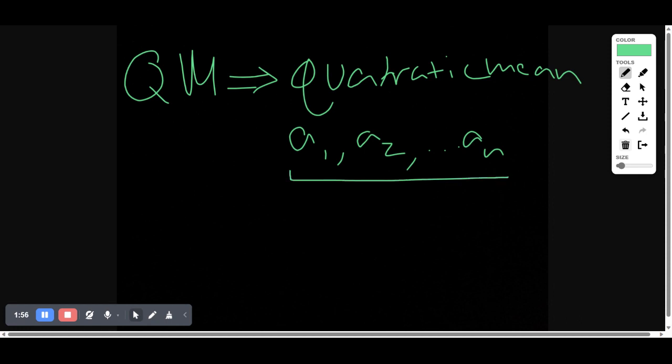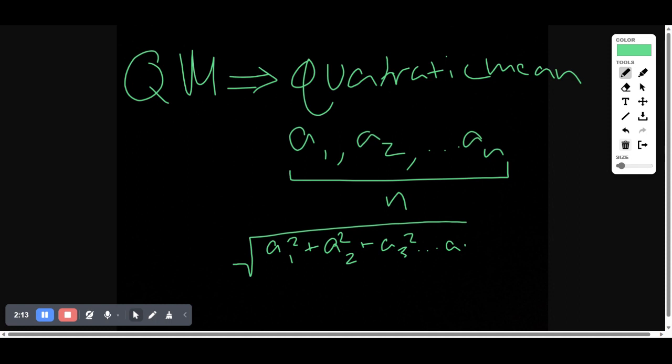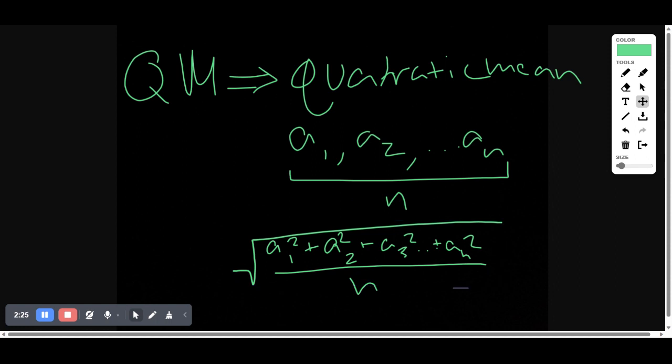We have a sequence of length n, and the quadratic mean of these numbers is the square root of a1 squared plus a2 squared plus a3 squared, all the way to plus an squared, all divided by n, and then square rooted. Note that the square root encompasses the whole thing, right? It's important to keep that in mind. This is the quadratic mean. It has some applications, for example, the distance formula. Note that this looks sort of similar to the distance formula, right?